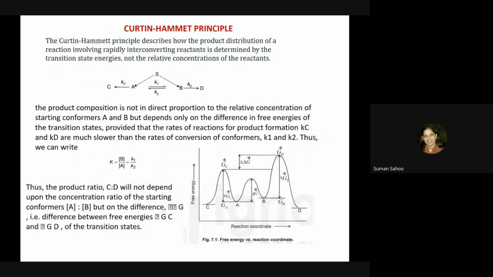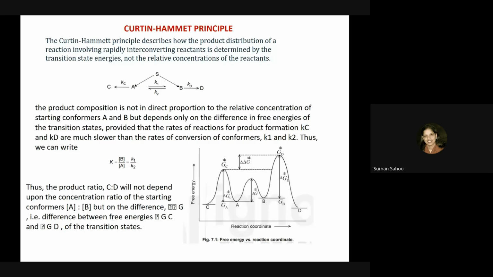So what would be the major product? That can be given by one principle known as the Curtin-Hammett principle. This principle describes how the product distribution of a reaction that involves rapid interconversion of reactants is determined by the transition state energy, not the relative concentration of the reactants. Whatever the relative concentration of the reactants, the reaction mostly depends on the transition state.